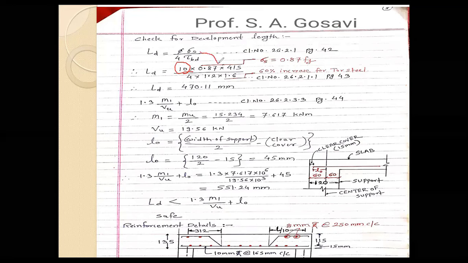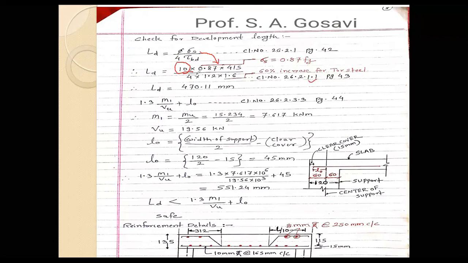I have already told you the value of sigma s. Sigma s is nothing but 0.87 into Fy, so 0.87 into 415, divided by 4 tau BD. Here 4 is a constant, which is as it is. The value of tau BD is 1.2 for M20 grade of concrete. We have already seen in the table on page number 43, clause number 26.2.1.1. I have written the clause here.